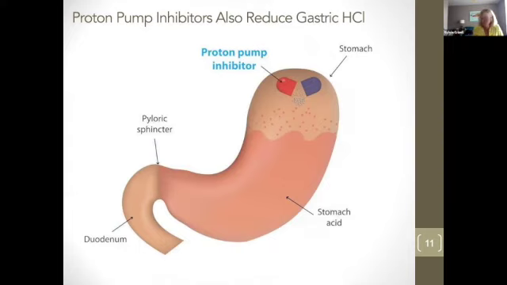Anybody ever heard of what a proton pump inhibitor is? Yes, briefly. Know anybody taking one? Don't disclose it if it's you. I'm not asking for that. I'm just saying, anybody, because this is one of the most common drugs taken in the United States. Proton pump inhibitors. You can buy them over the counter. They don't call them proton pump inhibitors. They have other names, but they're over the counter, and then you can also get prescriptions for them.